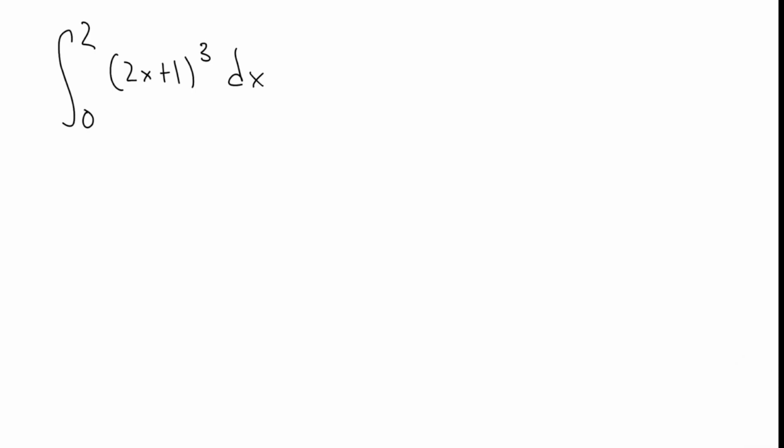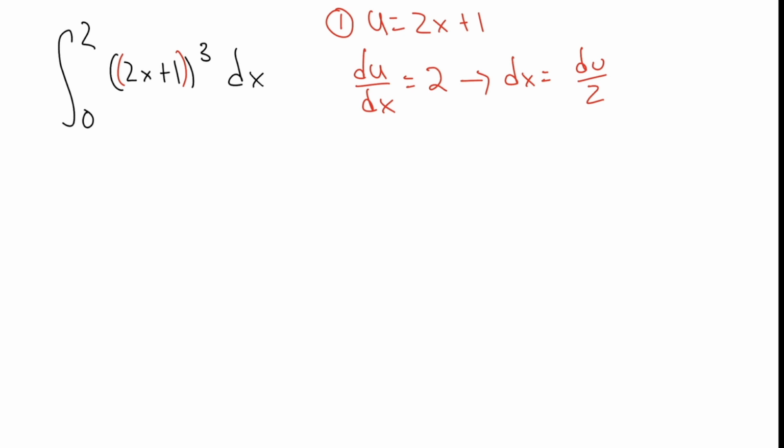So we're integrating from 0 to 2. And this is very similar. The only difference is now we are going to be changing our bounds of integration as well. So, like the first one, we want to look at the inside function, similar to the inside function in chain rule, which is going to be this 2x plus 1. We set this equal to u, and we find the derivative, du over dx equals 2. We can rearrange to solve for dx, and we get dx equals du over 2.